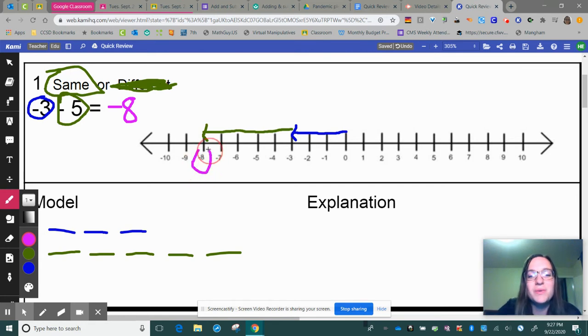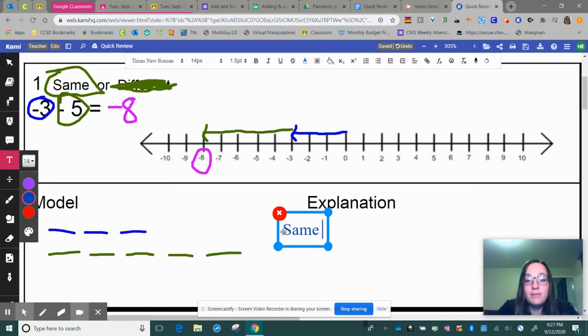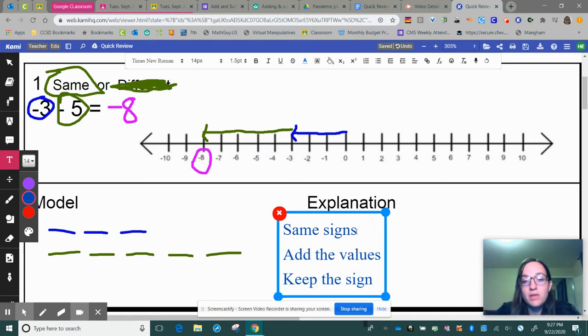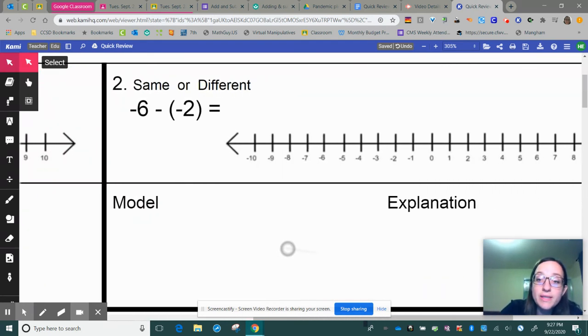So if we're using our rules or those notes that we took, what did we do? Well, we determined that they were the same signs, so we added the values and we kept the sign. If they have the same signs, we add the values, we keep the signs. Let's make that into 3 beautiful things: same signs, add the values, keep the sign. So that works. That's good. Let's look at our example number 2, and then you're off to do this Google quiz.